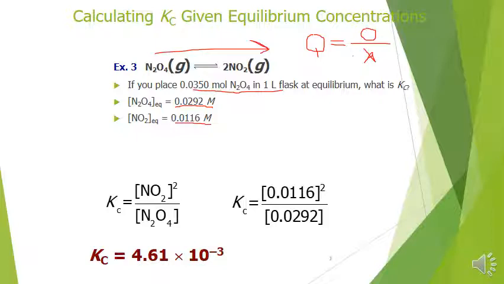And then to figure out the equilibrium expression, you do product over reactant. Don't forget the exponents, and then you get this, and then you just do the math.